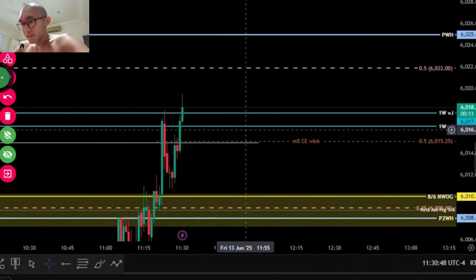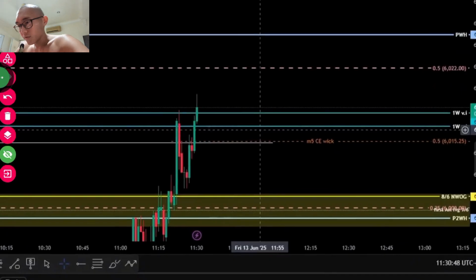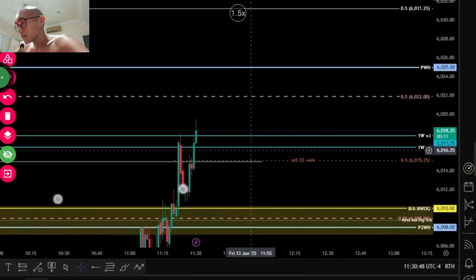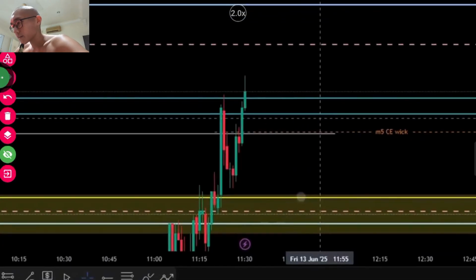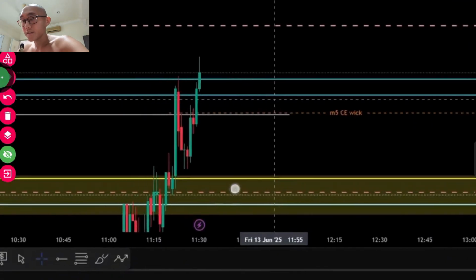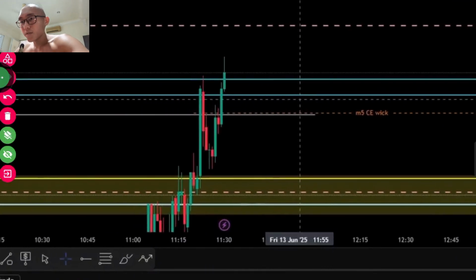If you look here, what do you see? This orange box is the first presented fair value gap, the first AM fair value gap. That means after 9:30, the first fair value gap is always really important. So what do we have here? We have a fair value gap inside the first fair value gap, and see where it supports.